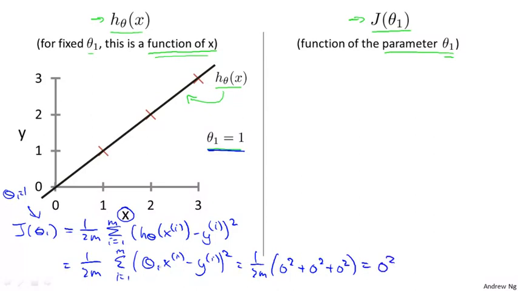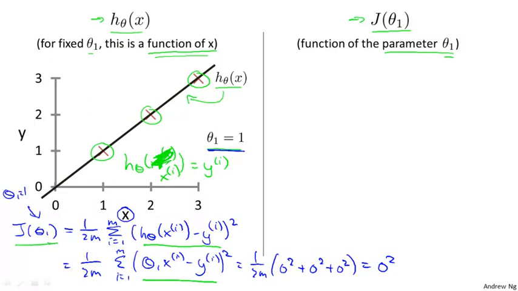Now, inside the cost function, each of these terms here is equal to 0 because, for the specific training set I have, where my 3 training examples are at (1, 1), (2, 2), (3, 3), if theta 1 is equal to 1, then h of x i is equal to y i exactly. And so h of x minus y, each of these terms is equal to 0, which is why I find that J of 1 is equal to 0. So we now know that J of 1 is equal to 0. Let's plot that.